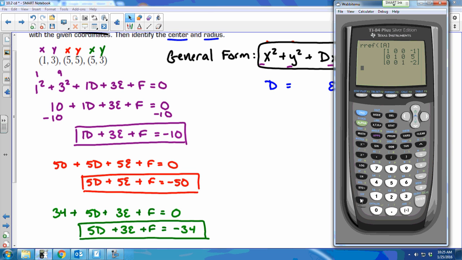All right, so back to the matrix menu. I would go over to edit and just type over the last one we did. There's no point in making new matrices. So I've got 1d, 3e, make sure you put in 1f and negative 10. 5d, 5e, 1f, negative 50. And then 5d, 3e, 1f, and negative 34.